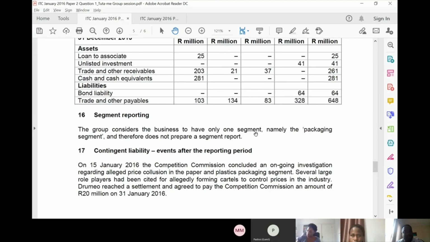Business only has one segment, namely the packaging segment, and therefore does not prepare. Is that correct from a segmental reporting perspective? Because you can report based on geography, you can report based on type of business. We know that they have different entities, so that's already in different geographies. So would it be correct, and would it be useful information, just to put it under one segment?